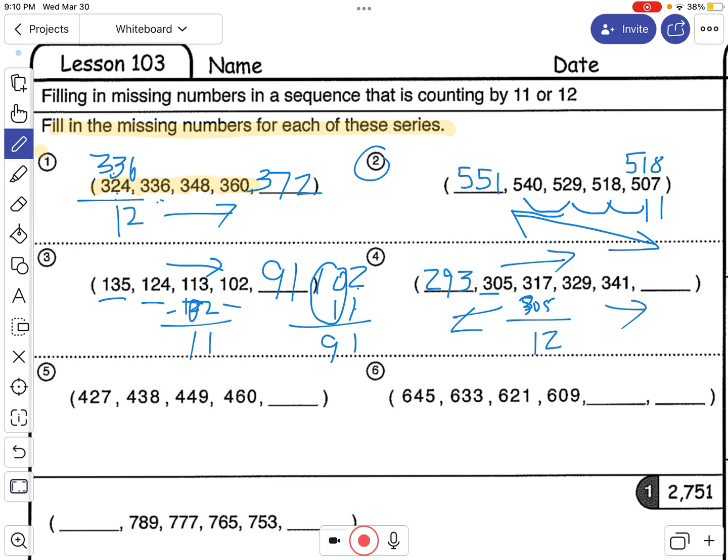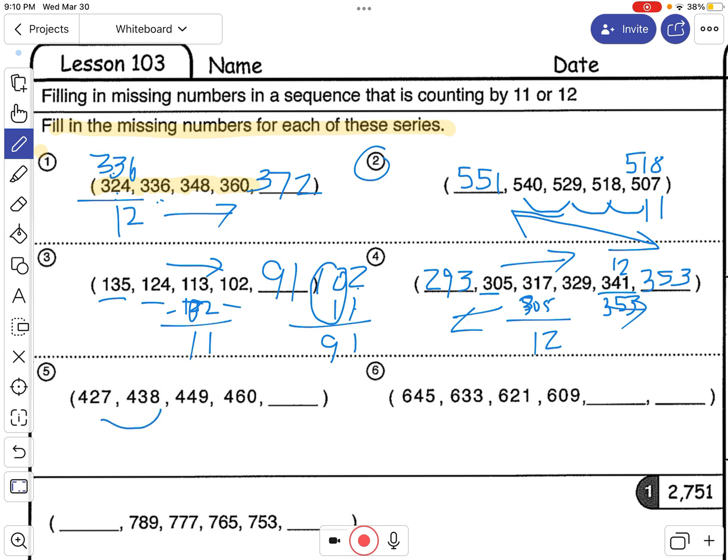Now this way, I've got to go up 12. I'm going to do 300 still, obviously. And then the 4 becomes a 5. And the 1, I add 2 to that one to make 3. 353. If that's too hard for you, you can put a 12 right here and just add like that. There you go.